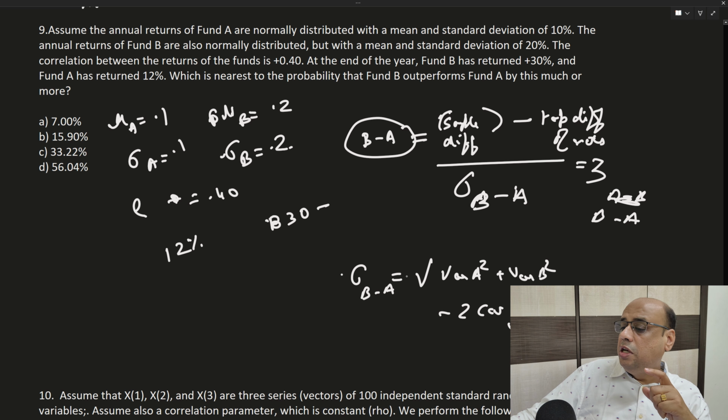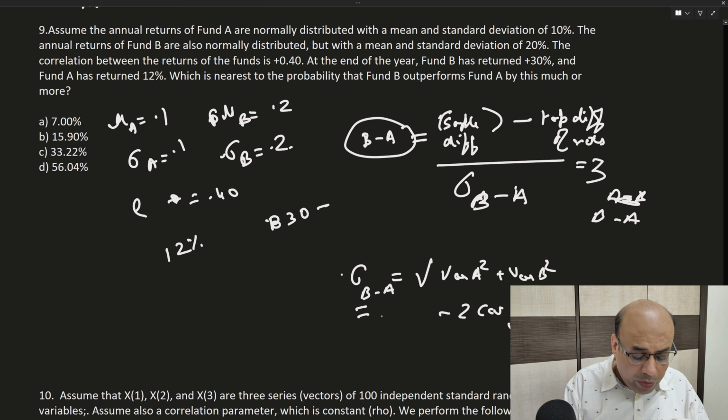So we just need to plug in the figures. Variance of A is 0.1 squared, variance of B is 0.2 squared, minus 2 into covariance AB. In place of covariance AB, we will just plug in rho into standard deviation of A into standard deviation of B. If we plug in these figures, we will get the answer from our calculators.